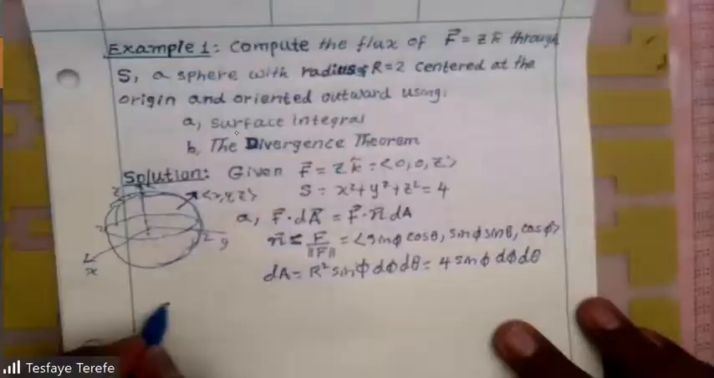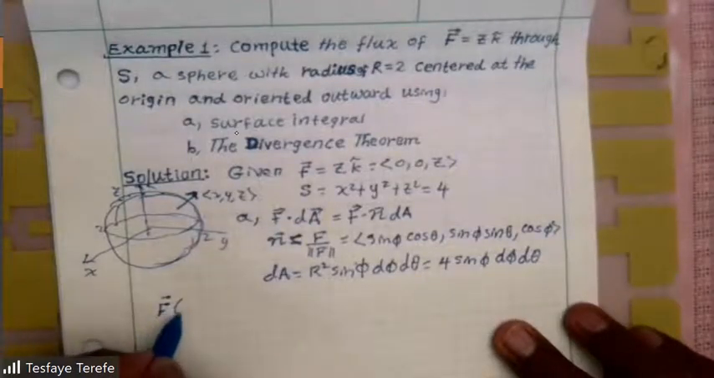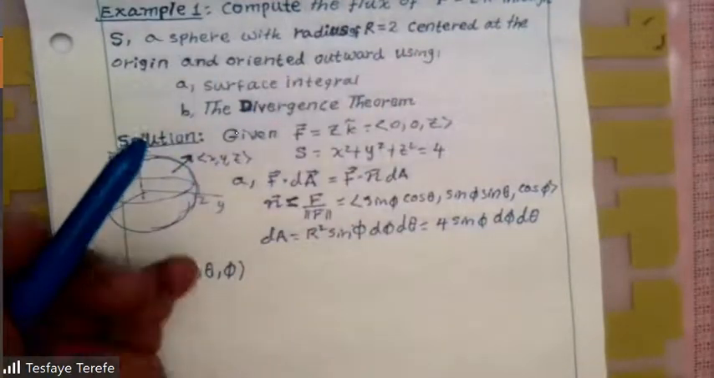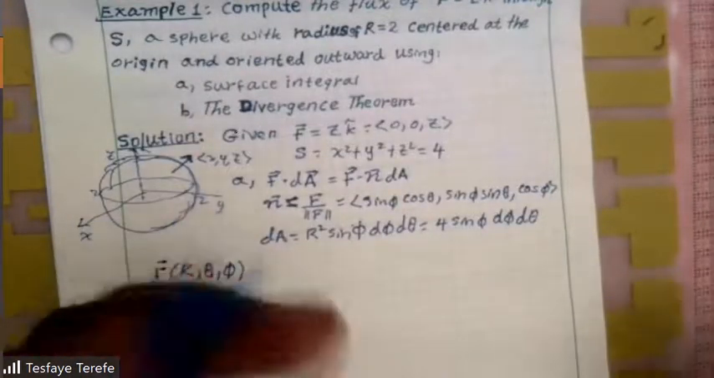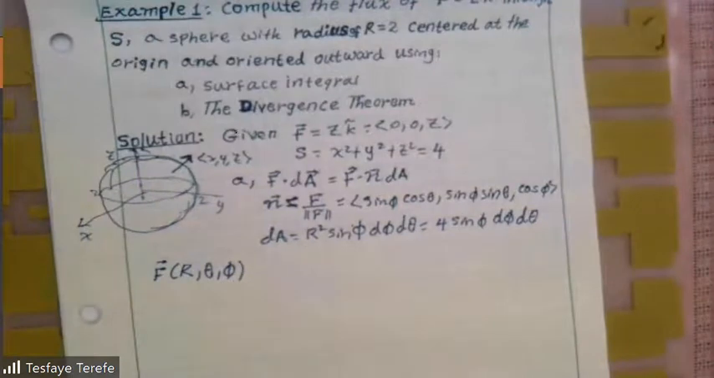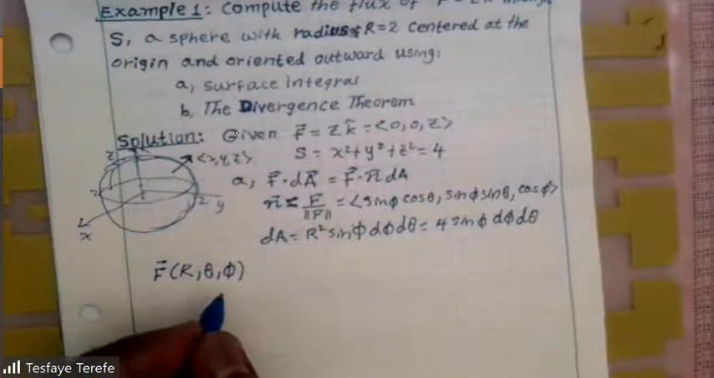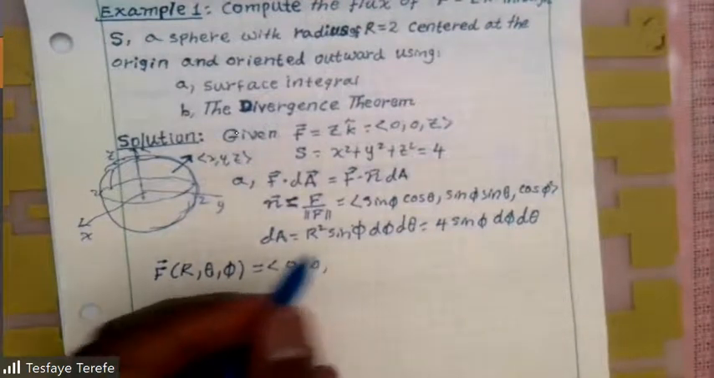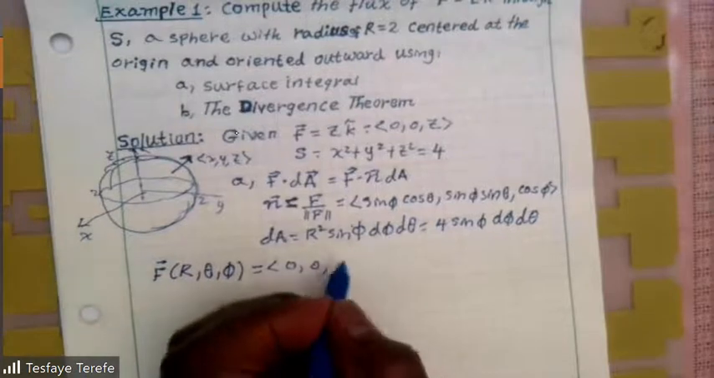Okay, F now has to be parameterized in terms of r, theta, and phi. And remember, why do we need to parameterize? The reason is this surface is a function of three variables, and the vector field also has x, y, and z components. So when we are parameterizing, a double integral is an integral with two variables, so we are really reducing the parameters. That is the whole thing. So F of r, theta, phi is now 0, 0, and z, which according to our parameterization is becoming 2 times cosine of phi.